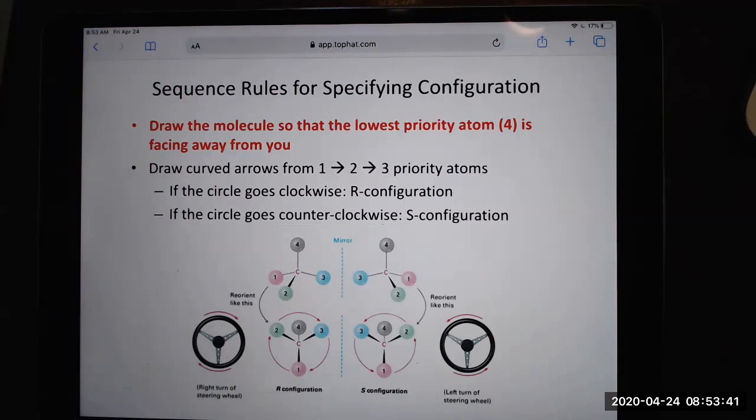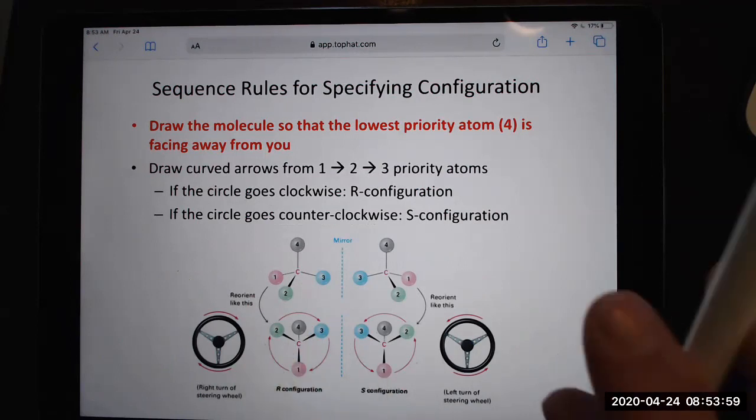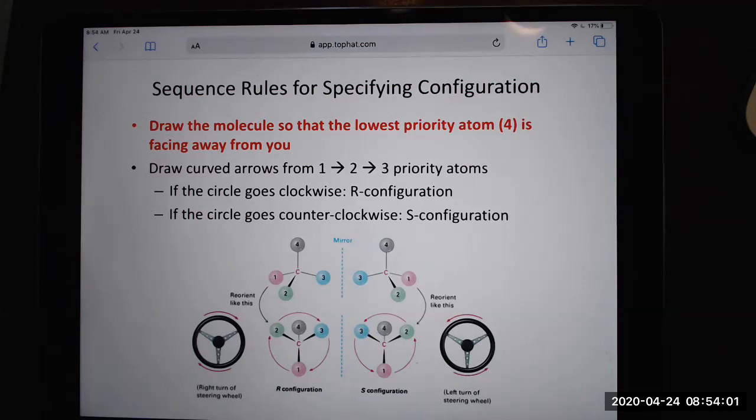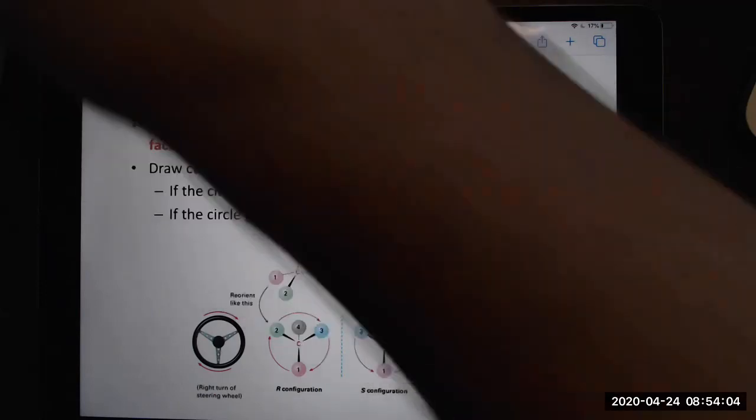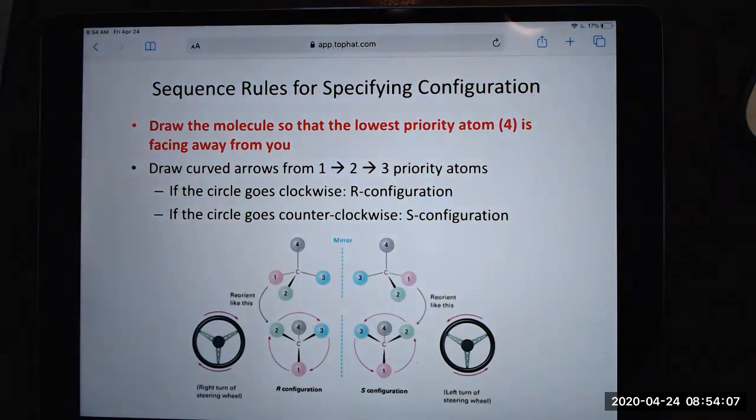Now, if you want to say if it's going clockwise or counterclockwise, there's a couple of different ways that you can do this. The first one, probably the more common way of being taught, is you have to get the hydrogen, or I should say the number 4 priority group, going away from you. So you have to rotate the molecule away. When you do that, then you look to see how things sweep.